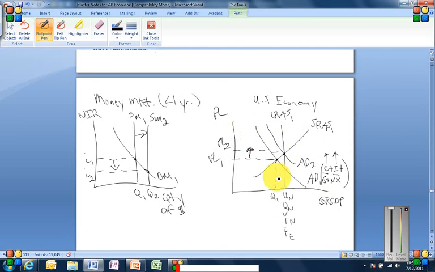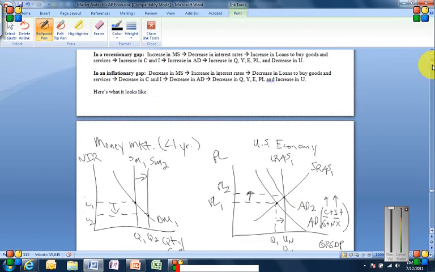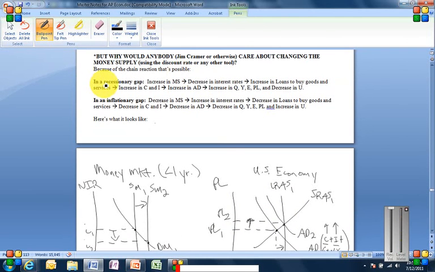And we get to a new place, Q sub 2. And fortunately now, in this case, because we were in a recessionary gap, and that's tough on the employment picture, employment gets better. We have to live with higher prices, but at least that piece gets better. And that is an illustration of the first chain reaction that we were talking about.